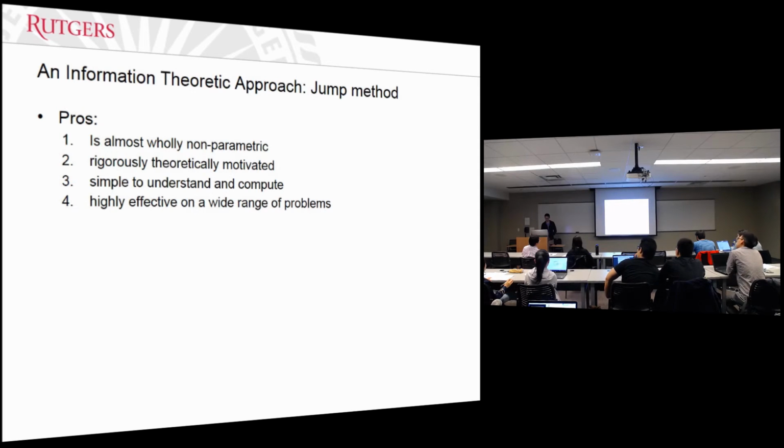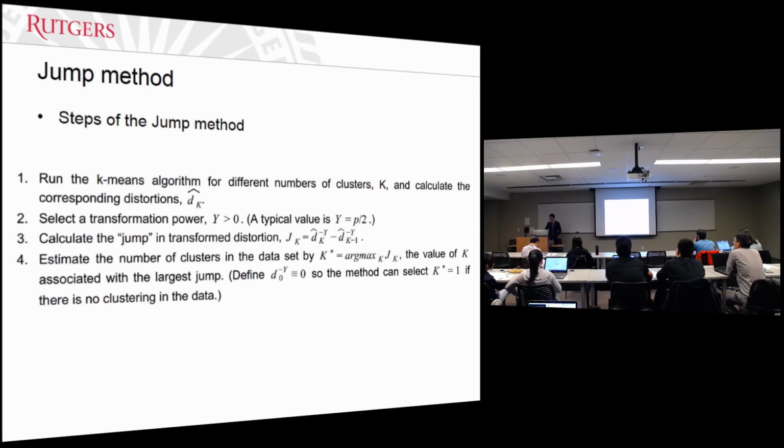So we also have an information theoretical approach, the jump method. It is almost wholly non-parametric, and it's motivated by the field of electronic engineering, and it's simple to understand and compute, and also highly efficient on a wide range of problems. I also list the steps to calculate it. If you are interested, you can see our paper.